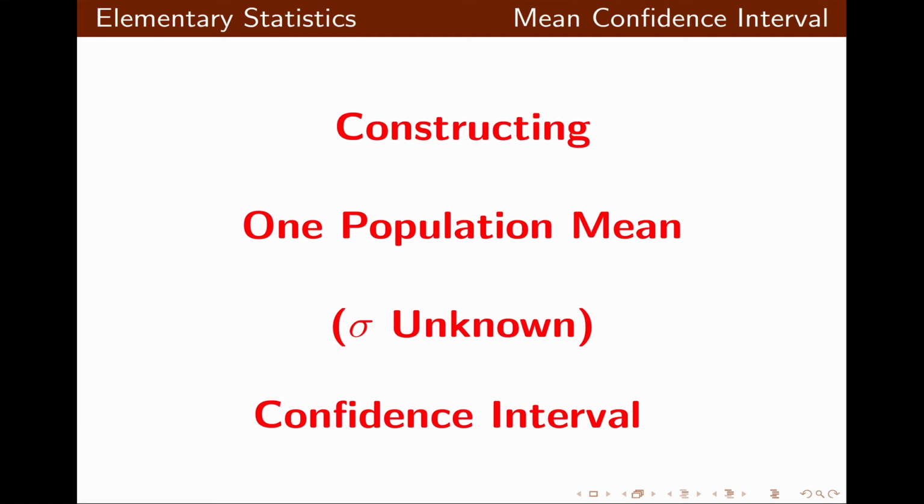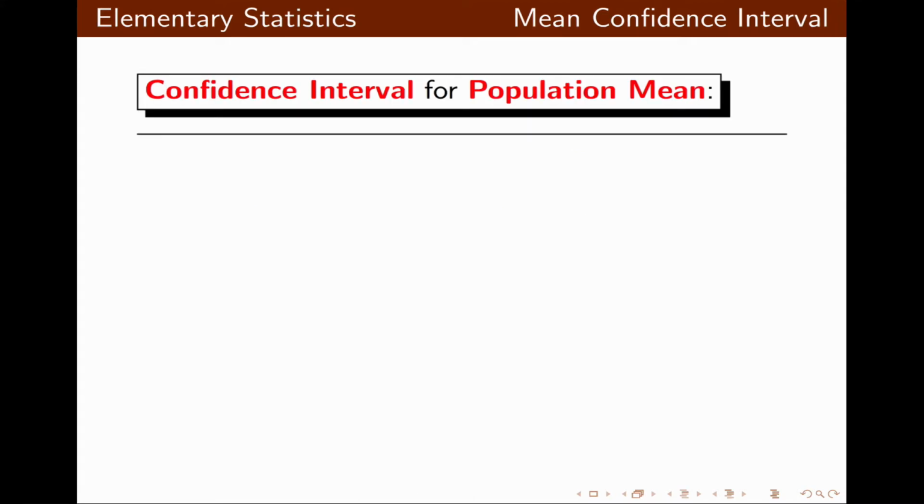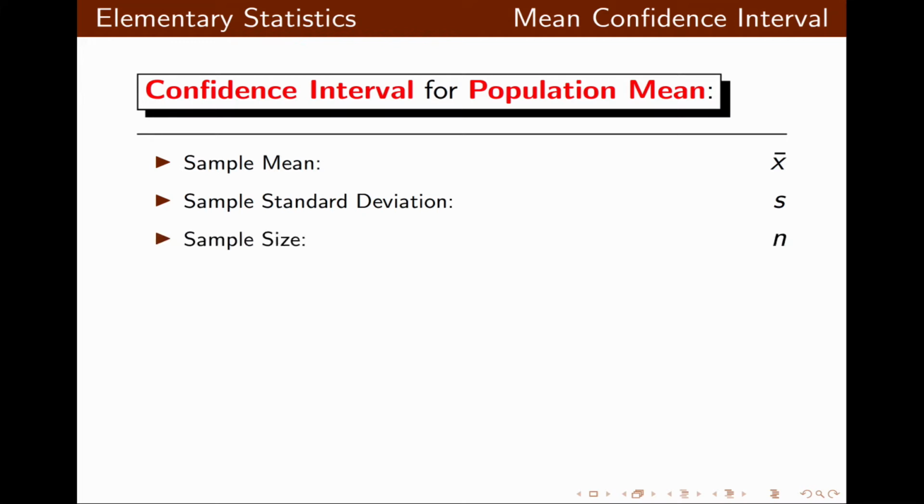In this video, I'm going to talk about constructing one population mean confidence interval when sigma, the population standard deviation, is unknown. To build a confidence interval for population mean, we start with a sample mean. We have sample standard deviation. We have sample size.